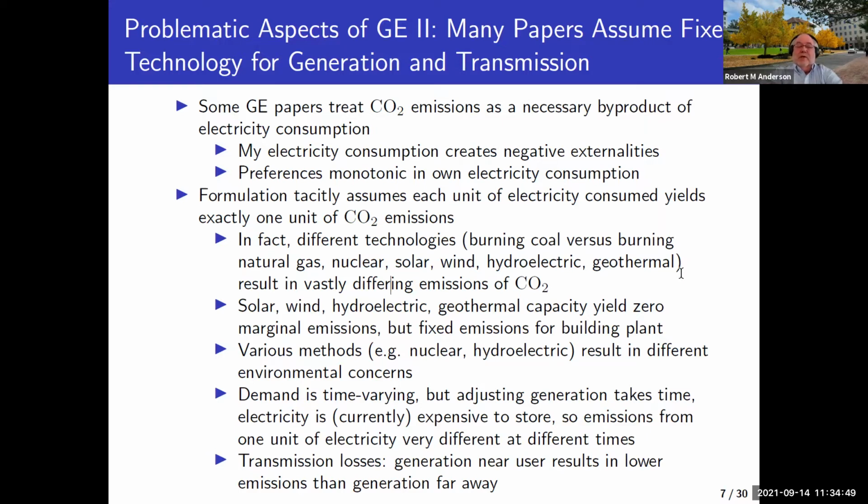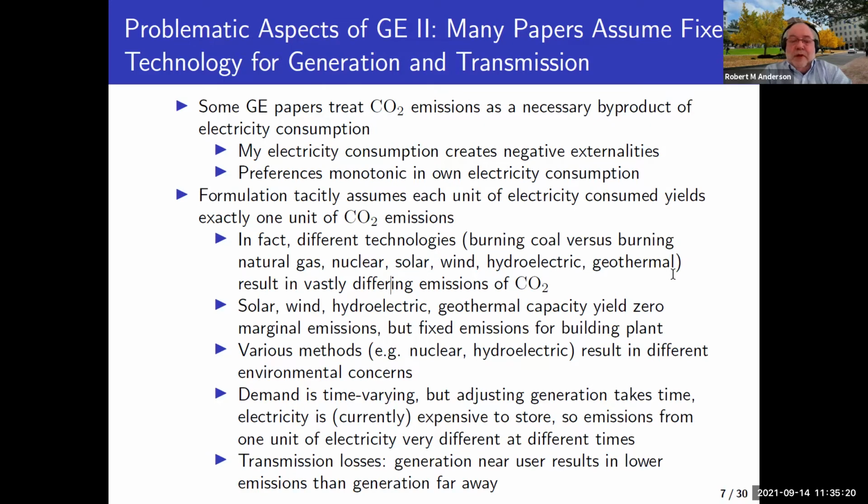One of the good things is that many of these technologies, solar, wind, hydroelectric, geothermal, yield zero CO2 emissions at the margin, but they do have some fixed emissions for building the plant. So these plants will typically involve, let's say, production of steel or concrete, both of which emit CO2. So that fixed emission needs to be accounted for.